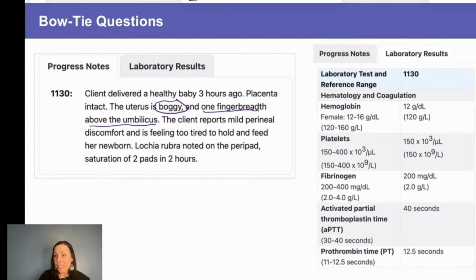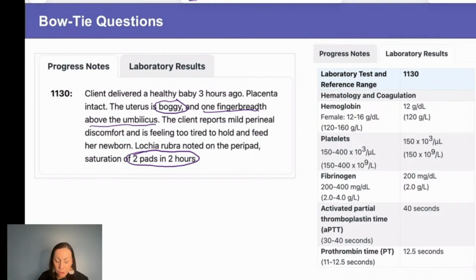Great job. I see the saturation of the peri-pads and the bleeding that we're having. We are concerned about that as well because that's excessive bleeding, right? We should not soak a peri-pad in an hour, and that's what this is equivalent to. So we have some very heavy bleeding.